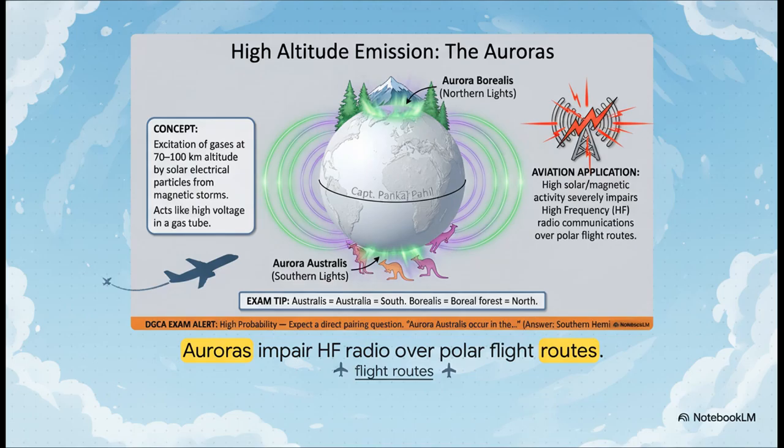The auroras are the excitation of gases between 70 to 100 kilometers in altitude by solar electric particles. The aviation application for this is actually quite significant. This high magnetic activity severely impairs high-frequency, or HF, radio communications, especially when you're flying over polar routes. The DGCA exam loves direct pairings for this one. Aurora australis means Australia, which means south. Aurora borealis means boreal forest, which means north.